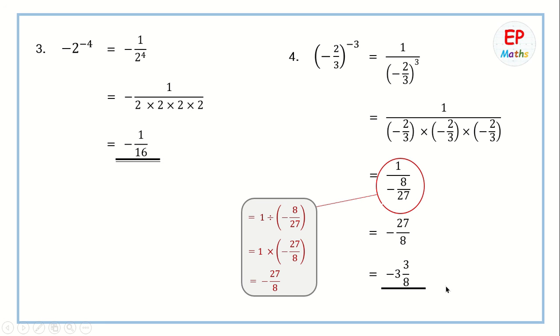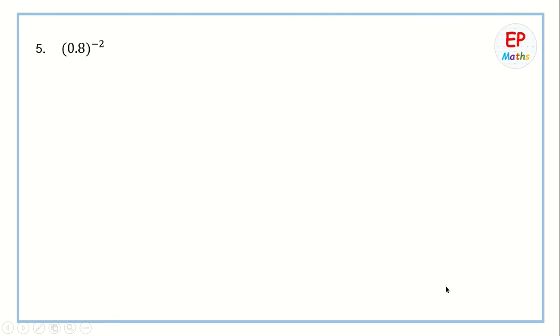We look at example number 5. We have 0.8 to the power of negative 2. This will be 1 out of 0.8 squared. So this will be 1 out of 0.8 times 0.8, and this is the same as 1 out of 0.64.